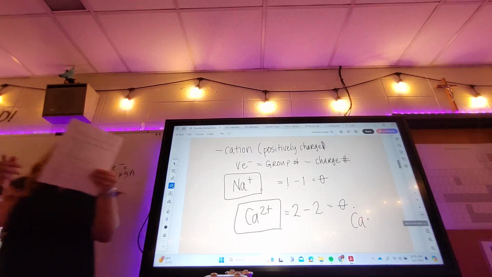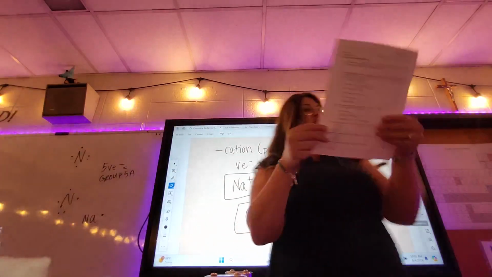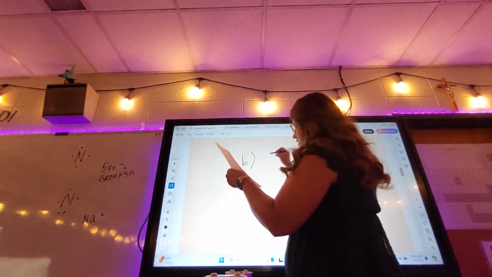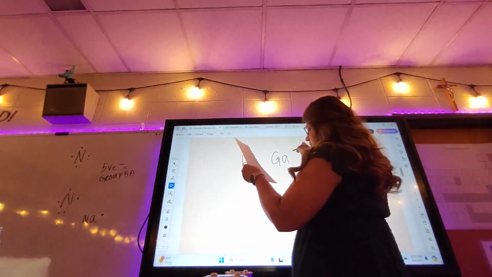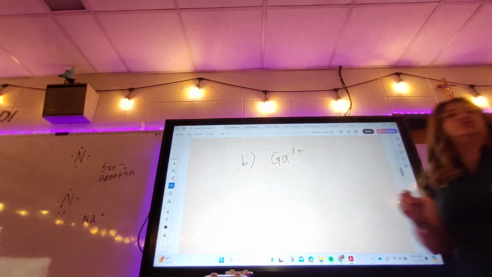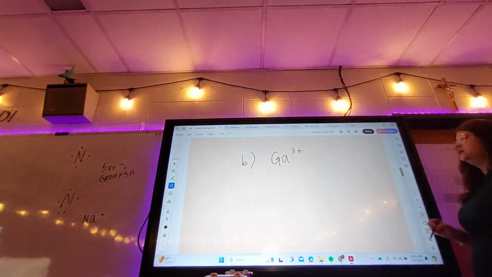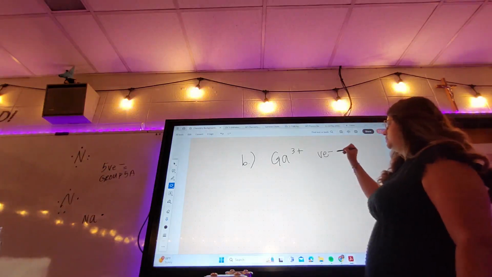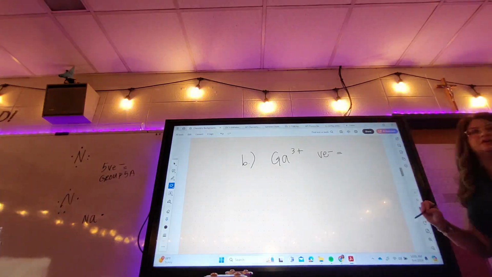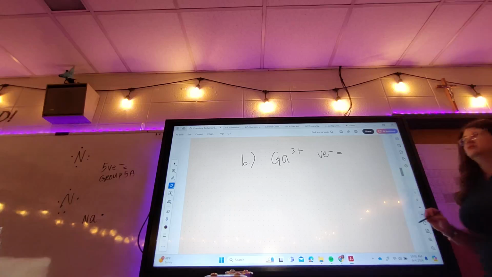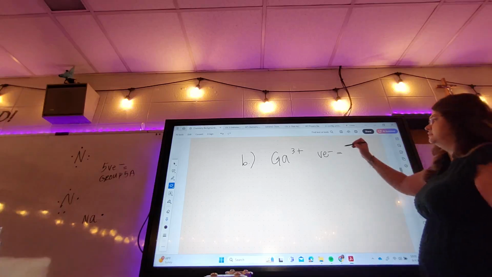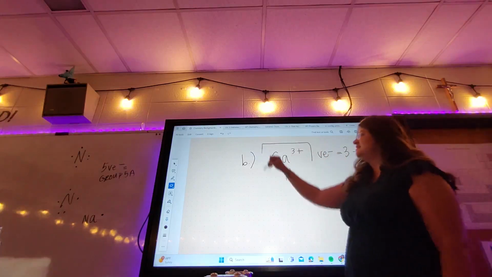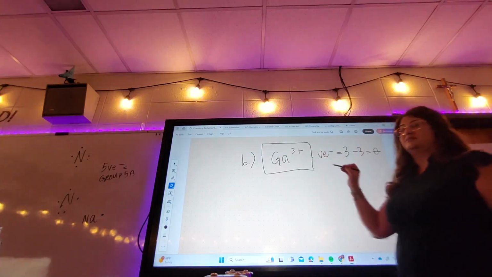So like B on number 14 of your homework, Ga3+. I tell you what the charge is. So how many valence electrons does this element have? Well, what group is gallium in? It's in group 3, right? So 3 minus 3 is 0. This is what goes in the box.